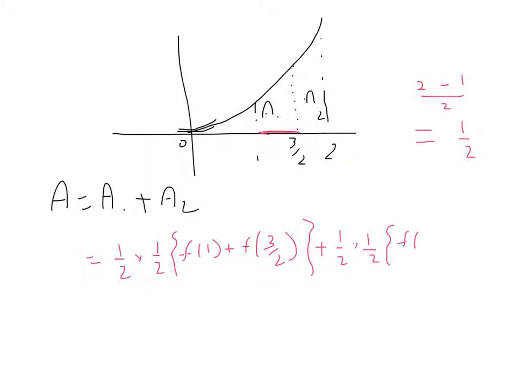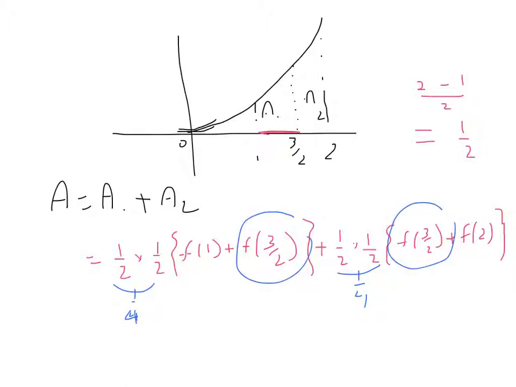f of 3 over 2 plus f of 2. Now we can fix this up together. In this case, that's a quarter. As you notice, we have f of 3 over 2 repeated here, so we'll have 2f of 3 over 2. So the actual calculation will lead to a quarter as a common factor between them.